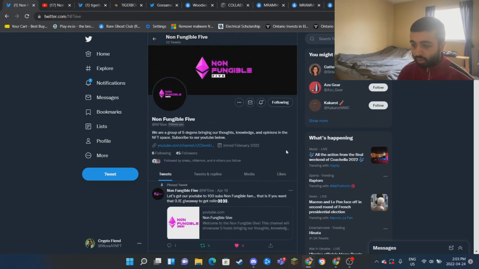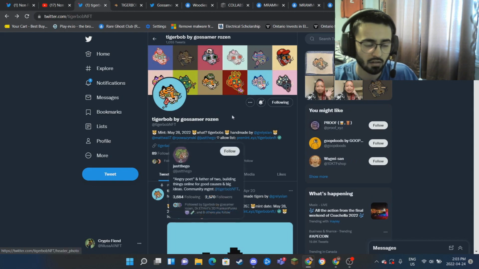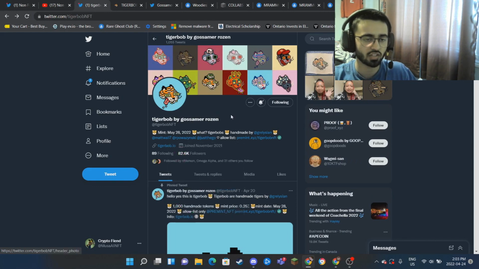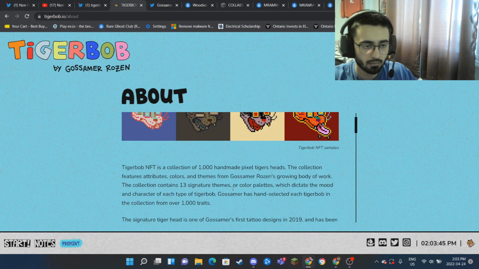So the first project we're going to talk about is Tigerbobs. It's basically just a pixelated art project of tiger heads. The supply is 1,000, and they're hand-drawn by the artist Gossamer Rosin. She hand-draws and hand-selects all of them, and they also have over 1,000 traits.